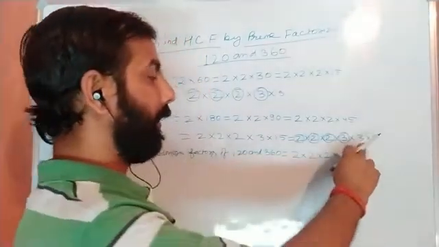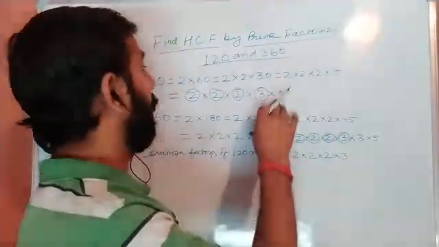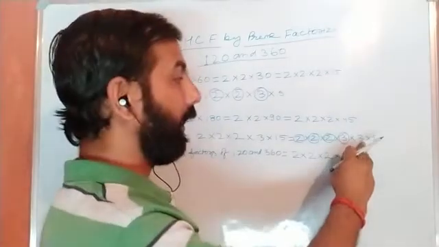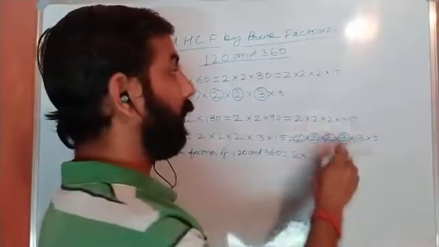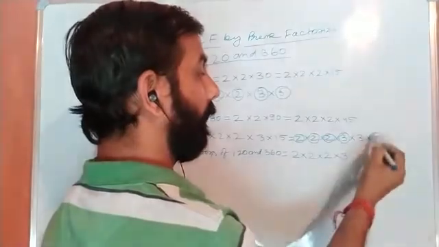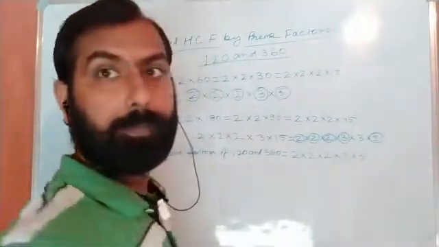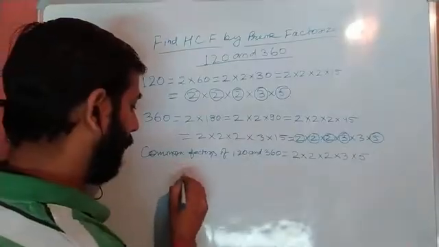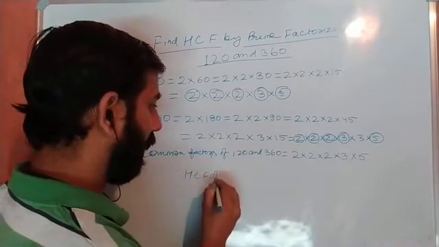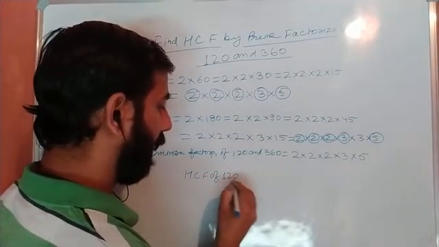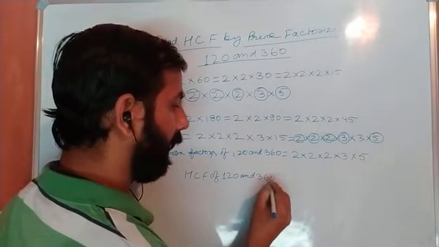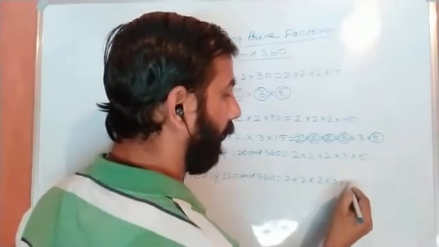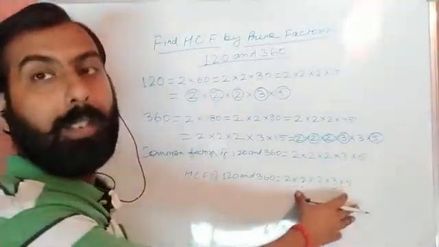Now in 360 there is another 3, but in 120 there is no other 3. So we will not take this 3 as a common prime factor. So we'll take 5. Hence the HCF of 120 and 360 is 2 into 2 into 2 into 3 into 5. We will multiply all these numbers and we will get the HCF.